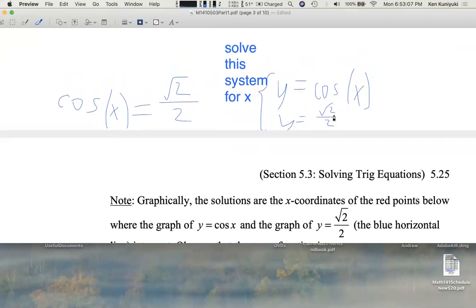And the y-coordinate is going to be root 2 over 2. The solutions for the system will correspond to intersection points between the two graphs. Where are the values of x that will make cosine of x equal root 2 over 2? And the y-coordinate will be root 2 over 2 at those intersection points between these two graphs. So the solution set for this equation consists of infinitely many solutions, real values of x, that correspond to where cosine of x is equal to root 2 over 2, the x-coordinates of the intersection points between these two graphs.